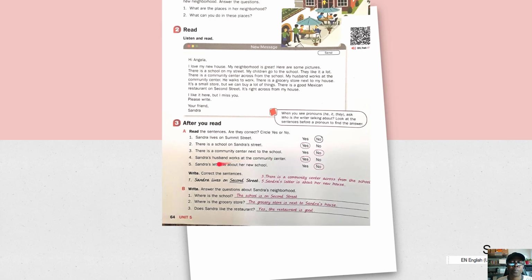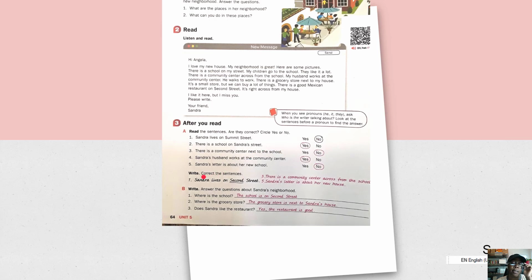Number 4, Sandra's husband works at the community center. And the answer to that is yes, because it says right here, my husband works at the community center. All right, number 5, Sandra's letter is about her new school. And of course, the answer to that is no. Okay. So we have 3 answers that are no right here.